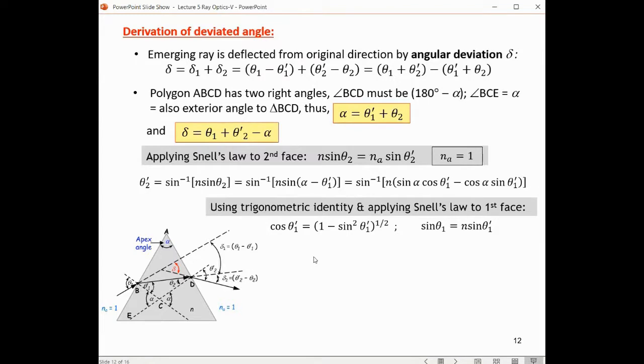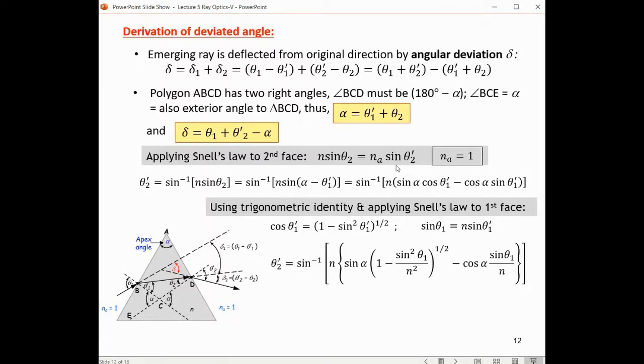So we use a trigonometric identity, whereby cosine theta 1 prime is written as the root of 1 minus sine squared theta 1 prime. And we also have Snell's law being applicable at surface 1 at point B here. That will give us sine theta 1, because NA is 1, equal to N sine theta 1 prime. So sine theta 1 prime can be substituted as sine theta 1 divided by N. Since it's a squared term, this term is squared.